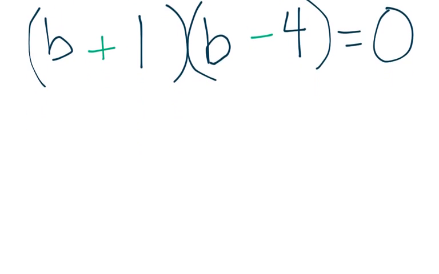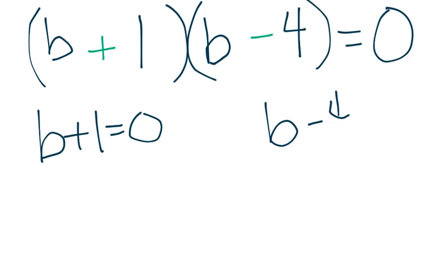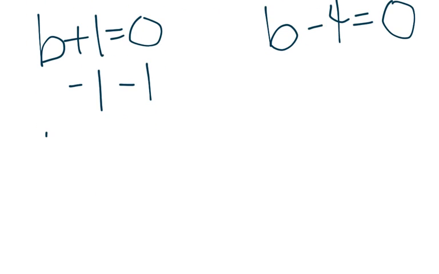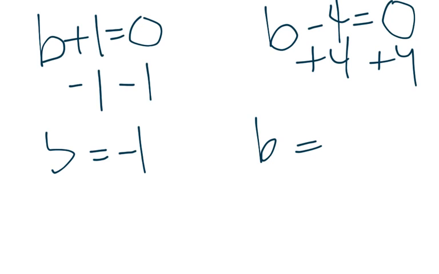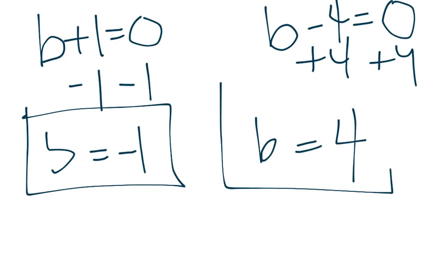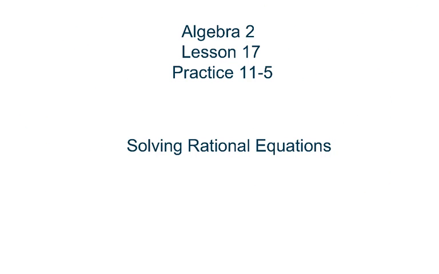Now we want to set each of these factors equal to 0. So we have b plus 1 equals 0, and b minus 4 equals 0. And now we want to solve. So b equals negative 1, and b equals positive 4. So these are our two answers. And that is it for practice 11-5.